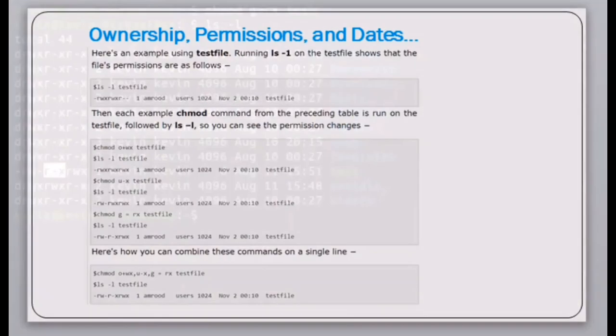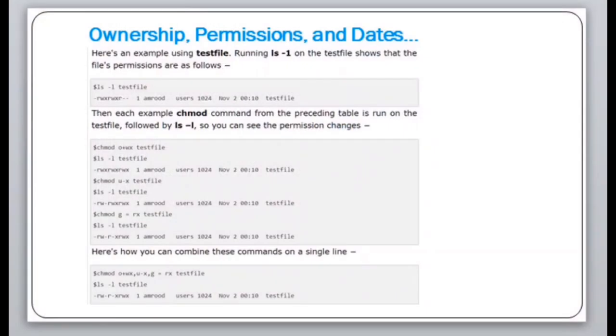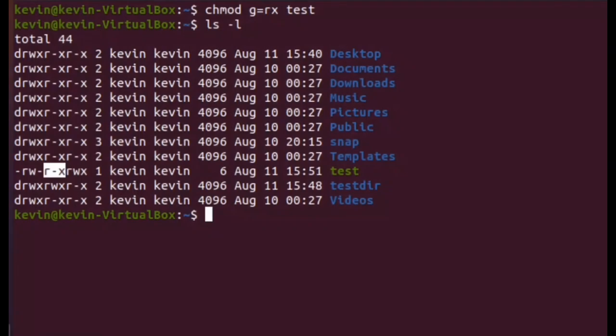So let's go back to our PowerPoint. So I want you guys to look at that equal sign example in there. So that space actually shouldn't be in there. It should be g=rx, no space in between those. Okay. Now in this last example, it showed you how you can combine multiple ones. Let's go ahead and do that real quick. Let's clear our screen.